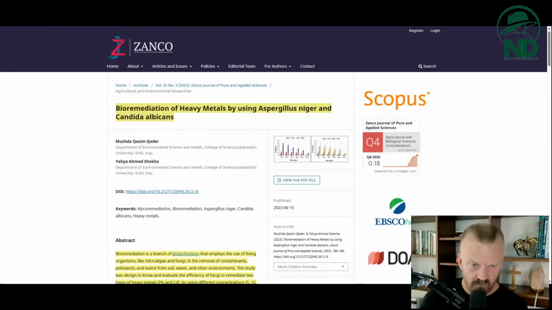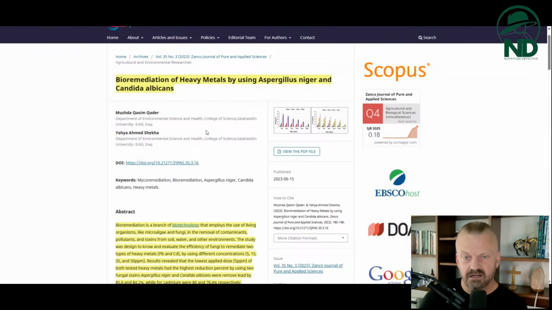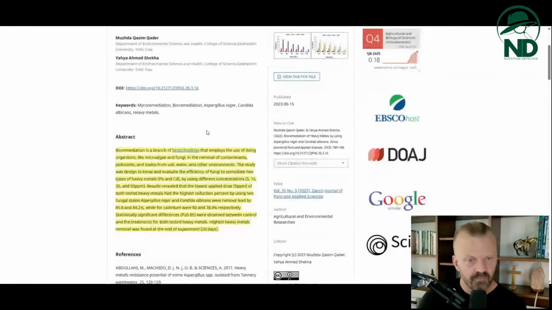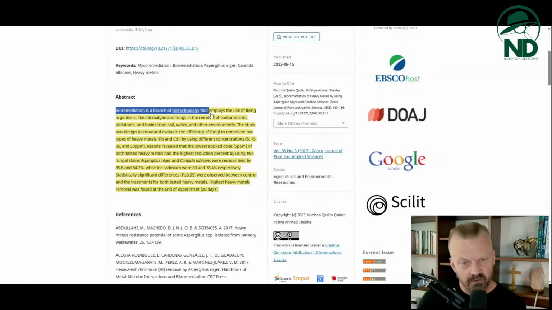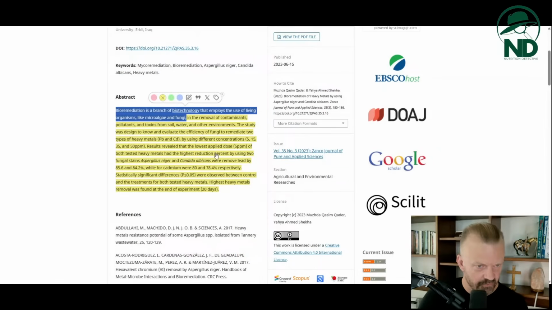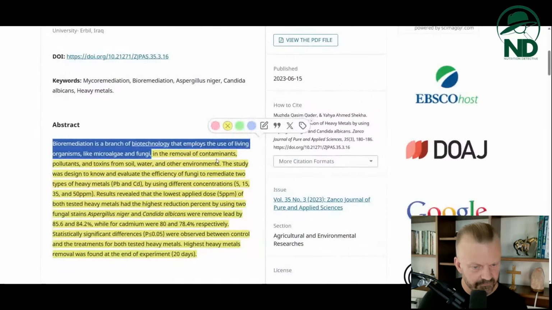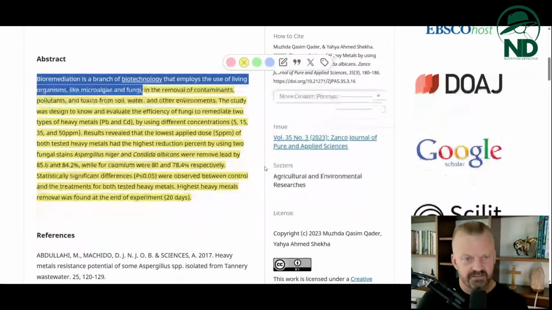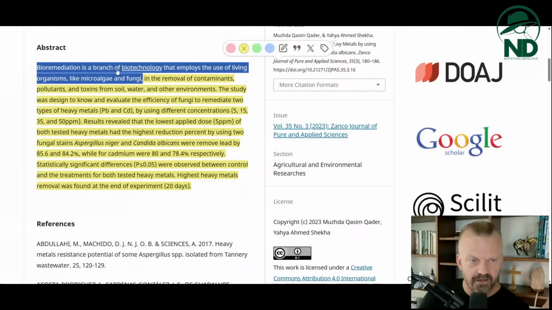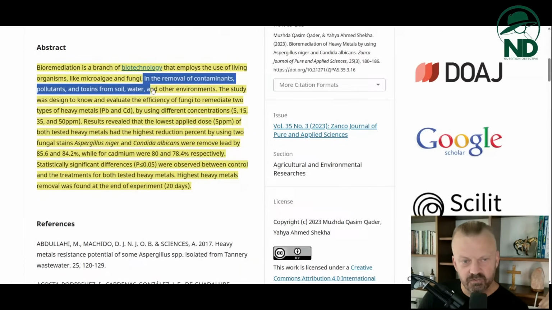So, they're literally sucking toxic metals out of the environment. Bioremediation is a branch of biotechnology that employs the use of living organisms like microalgae and fungi in the removal of contaminants. Oh, sorry, I got to zoom. There we go. Pay attention to how much it sucks up. Like microalgae and fungi in the removal of contaminants, pollutants, and toxins from soil, water, and other environments.